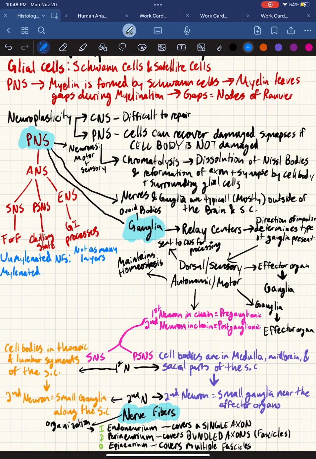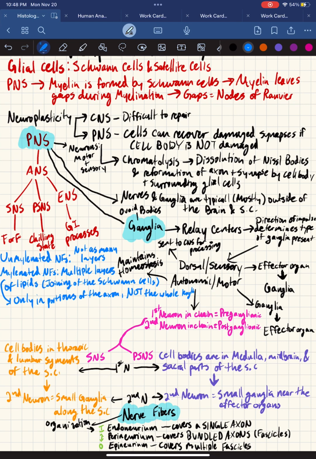Whereas, when you throw some myelination in there, you got these myelinated nerve fibers. Now you're talking multiple layers of lipids, which is the joining of the Schwann cells. Now, this myelination is only in portions of the axon, not the whole length.